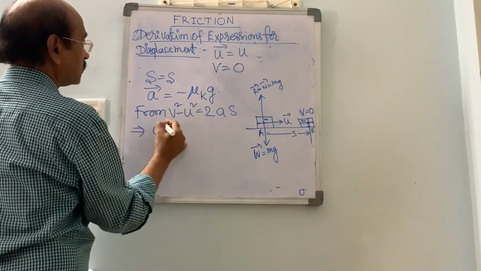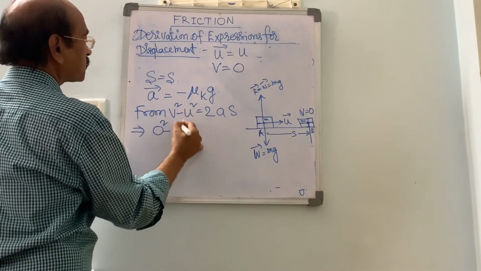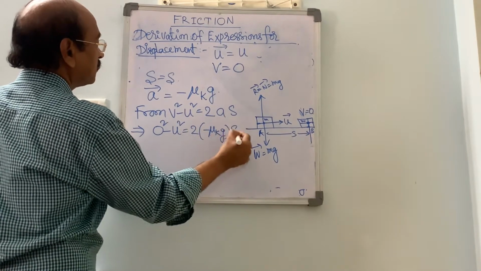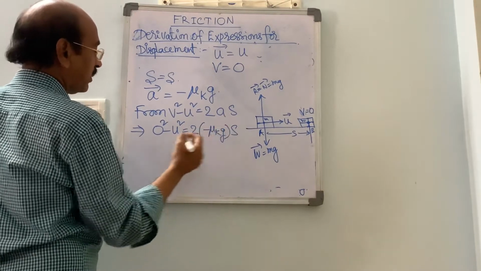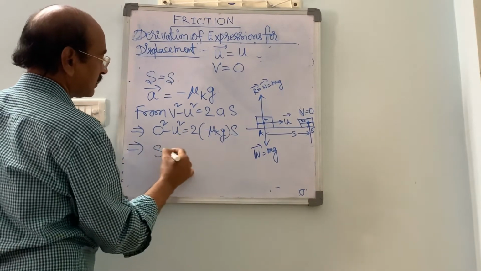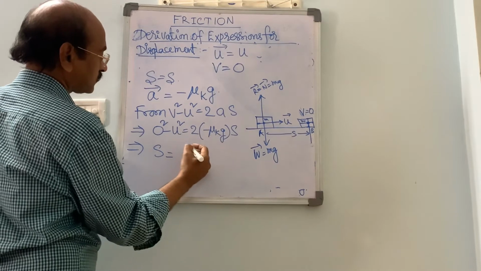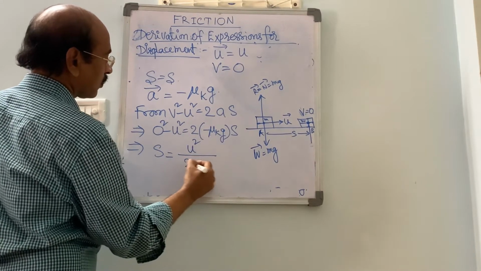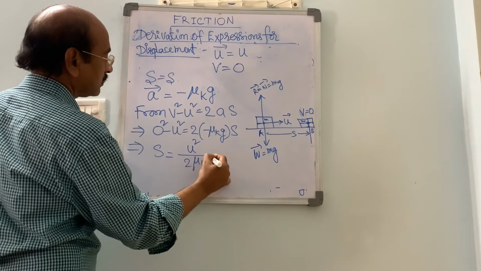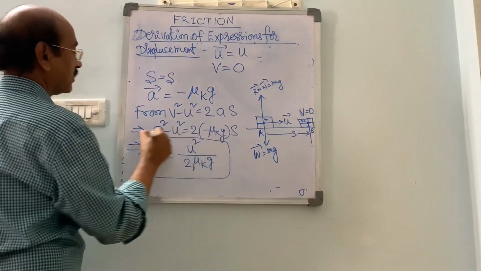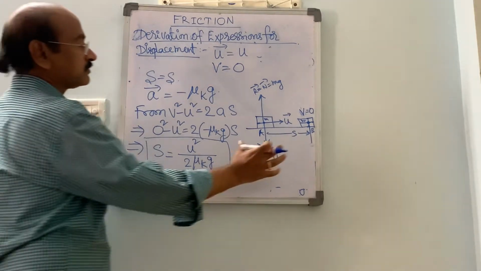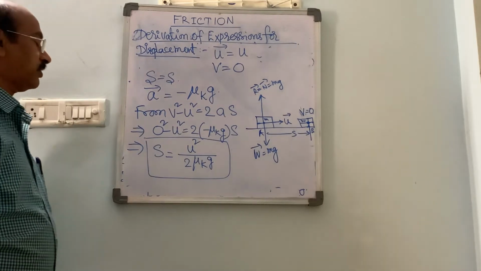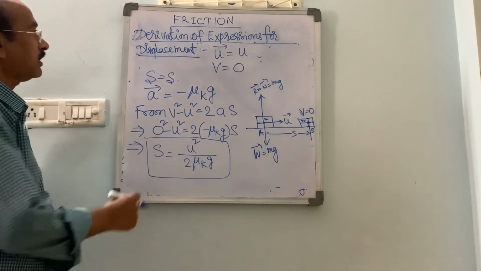v is 0, so 0 square minus u square is equal to 2 into minus mu k g into s. We want the value of displacement s, so s equals u square by 2 mu k g. This is the expression for displacement, s equal to u square by 2 mu k g.